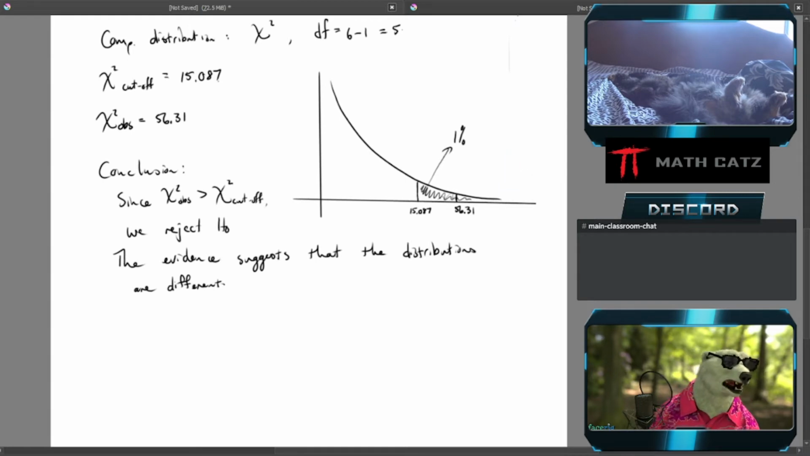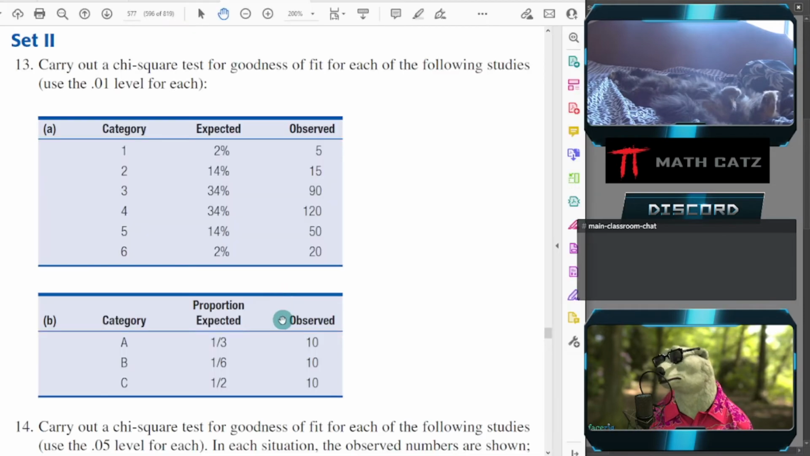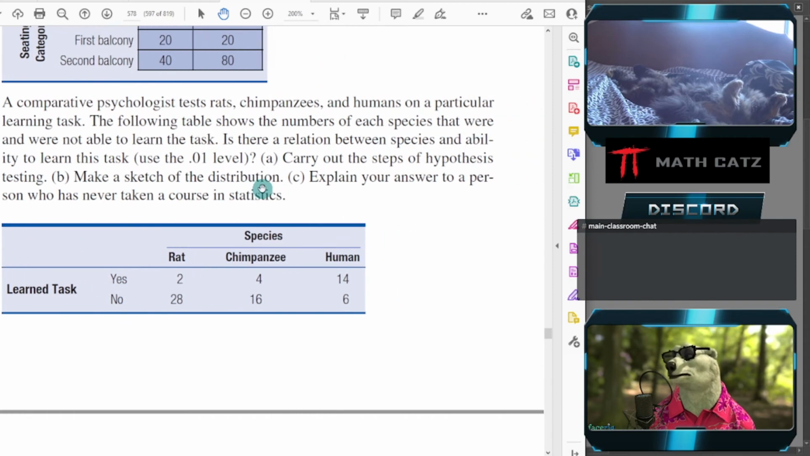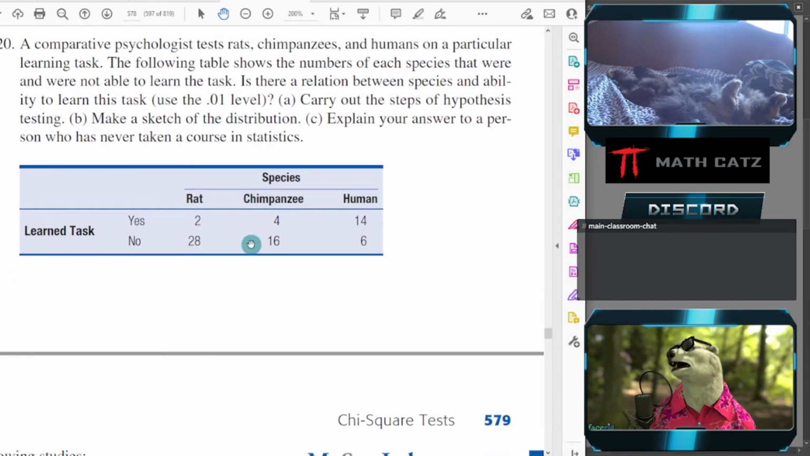Right. Let me just check my recording here. Everything is good. Okay. Next up, we're going to look at the chi-squared test for independence. And the one we're going to look at is going to be number 20. So let's go to number 20. Scroll, scroll, scroll. 20 is over here. It has a little bit more of a story, so let's read it first.